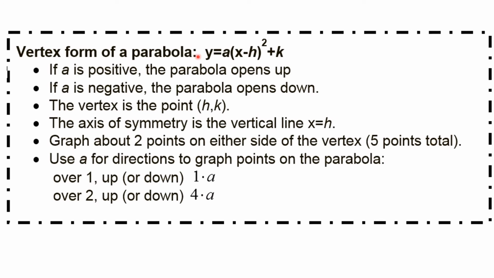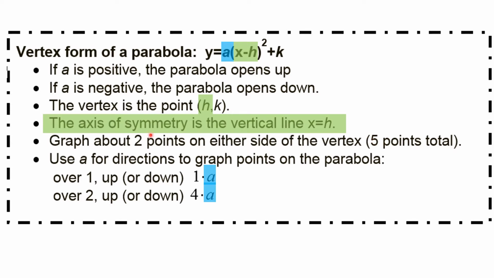So here are our notes. Vertex form of a parabola. This is vertex form. So the axis of symmetry is a vertical line where x is equal to whatever h is. And the vertex is the point (h, k). It matches this h right here. It's actually going to be the opposite of what's in parentheses. A is going to determine if your graph is up or down.